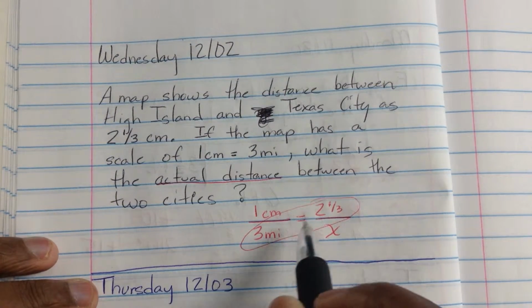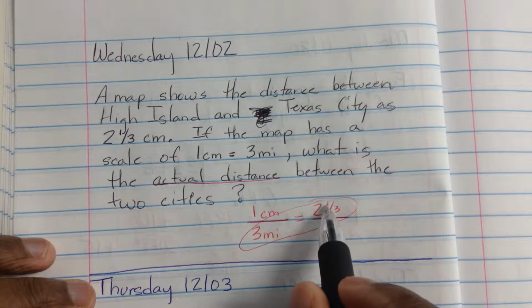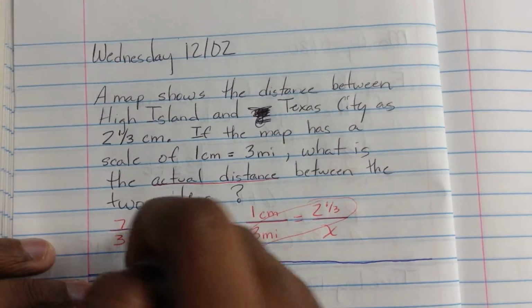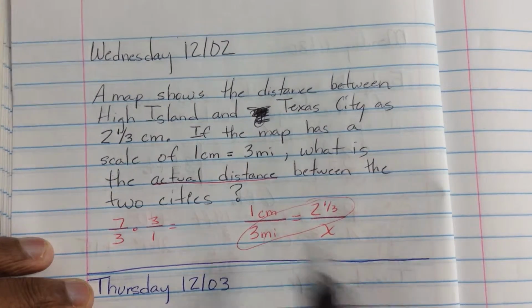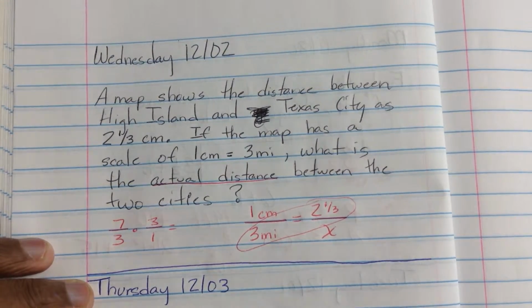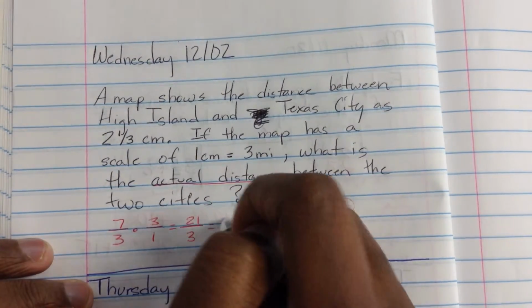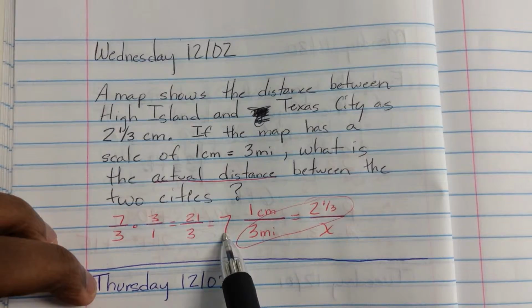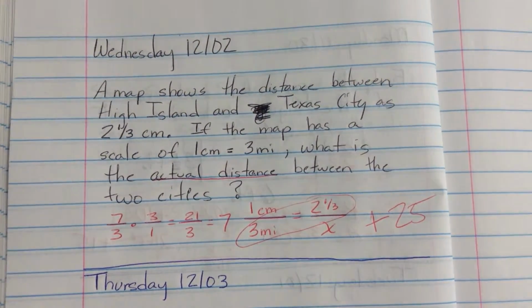So when I multiply that 2 1/3, I would like to convert that to an improper fraction. So 3 times 2 is 6, plus 1 is 7. So 7 over 3 is going to be multiplied by 3 over 1. Remember, all whole numbers are being divided by 1. 7 times 3 is 21. 21 over 3 gives you 7. So the correct answer here is 7 miles. If you got it right, plus 25.